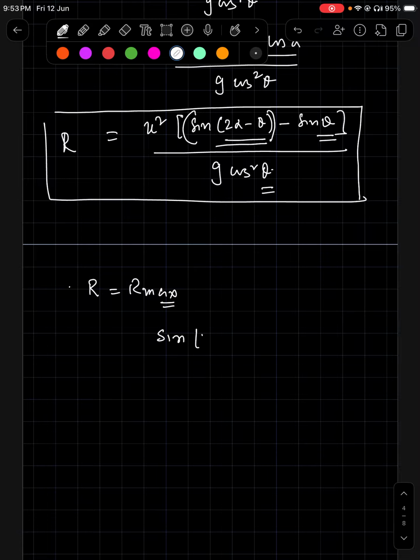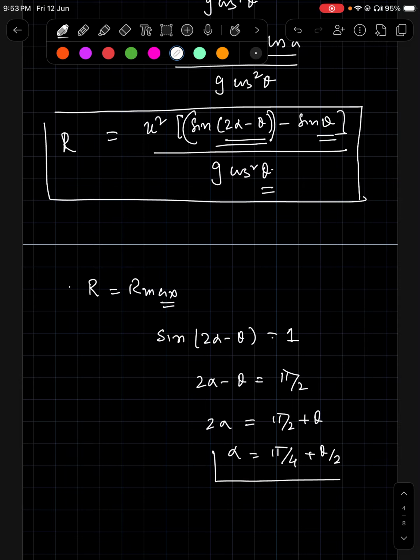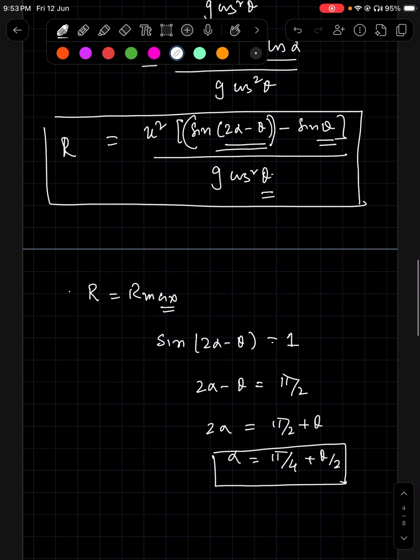So the maximum value of this quantity, that is sine, is 1. So sine of 2 alpha minus theta is 1. So 2 alpha minus theta must be pi by 2. So 2 alpha equals pi by 2 plus theta. So alpha equals pi by 4 plus theta by 2. So that is the angle of projection for which the range becomes maximum when it is thrown on an inclined plane.